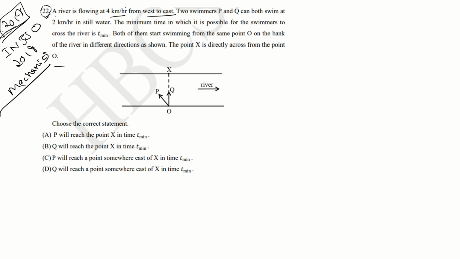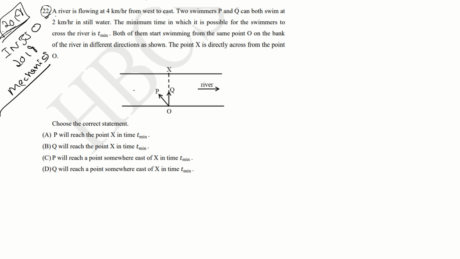So this is an option elimination question. P will reach a point X in t minimum. Q will reach in t minimum. P will reach a point somewhere east of X in t minimum. Q will reach a point somewhere east of X in t minimum. So t minimum is given here, which is important later on.